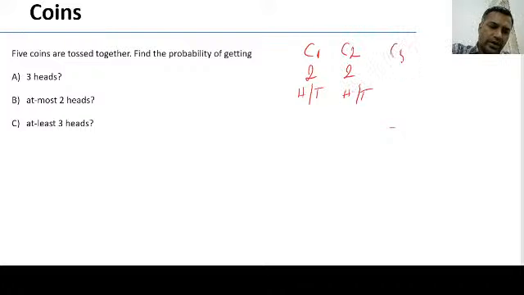What about the third coin? 2 outcomes, head or tail. Let us take 2 coins first. What are the total outcomes if 2 coins are tossed? 2 into 2, which is equal to 4. What is this 4?